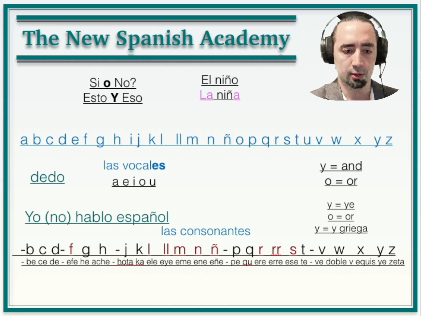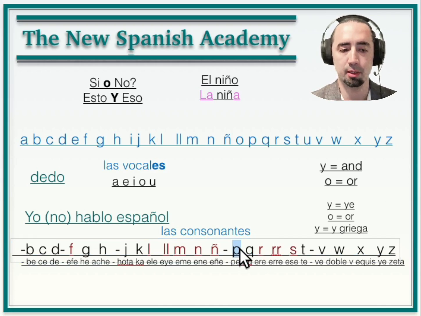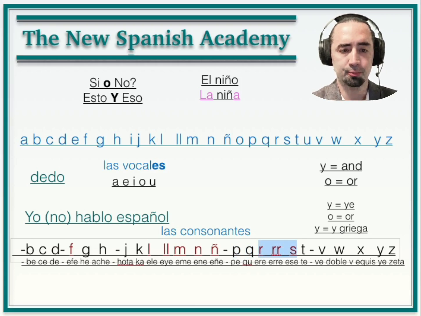Very good. Now let's look at the letter P. The letter P is P. P, P. Alright, so we have B, D, C, B, D, C, P, P. Understand? Alright, then we have Q. In Spanish is Q. And now we have 2 very, very important letters.